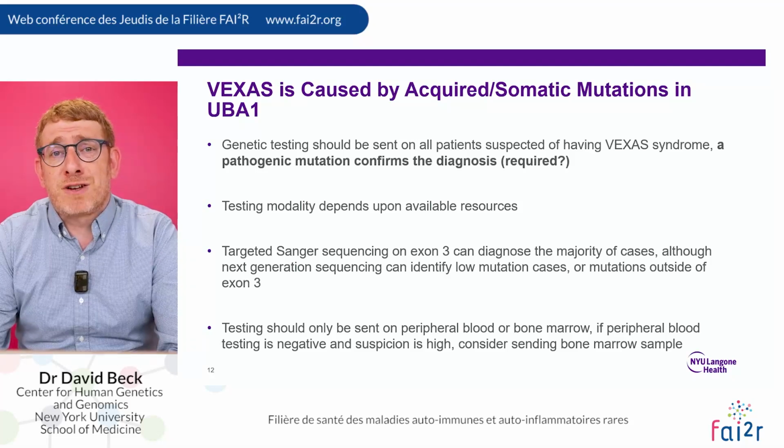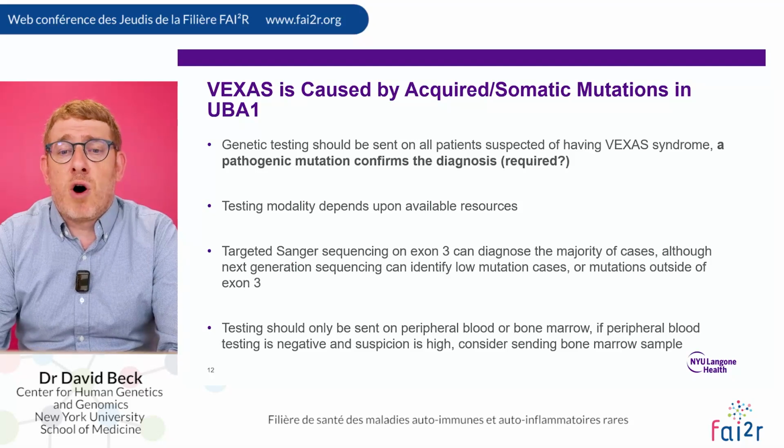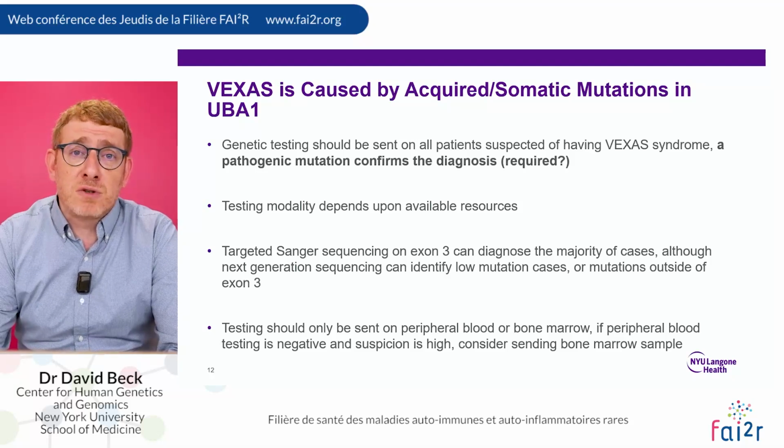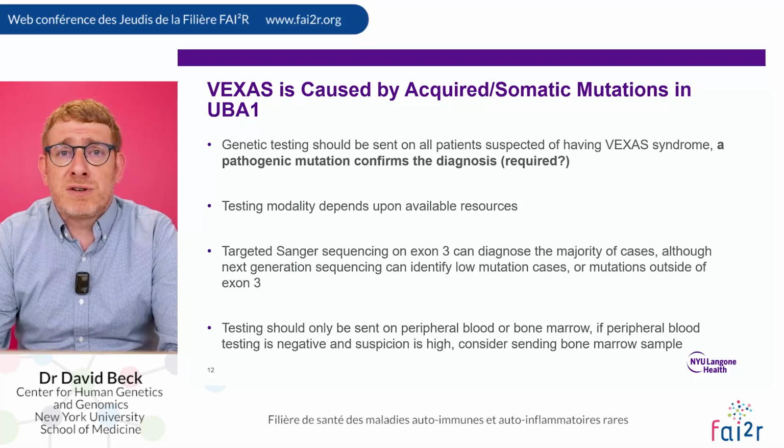And so the way we actually confirm the diagnosis once we have a patient we suspect is genetic testing. So genetic testing should be sent on all patients suspected of having VEXAS syndrome, and a pathogenic mutation confirms the diagnosis. And I put here required because it's still a question of whether, if you have symptoms that are very much in line with VEXAS, you should carry the diagnosis without the mutation. But for now, the mutation defines the disease. The testing modality depends upon available resources. There are many different ways to test for VEXAS.